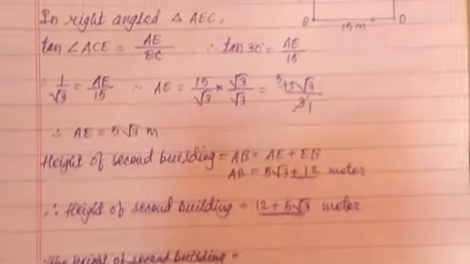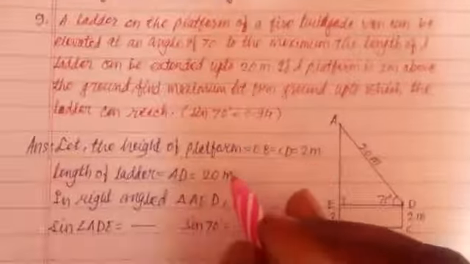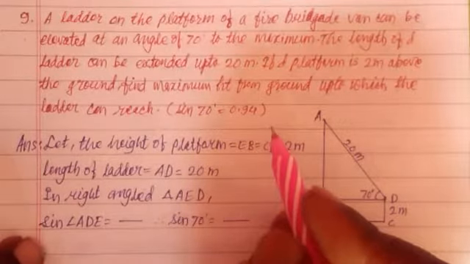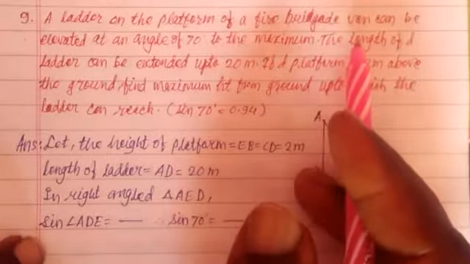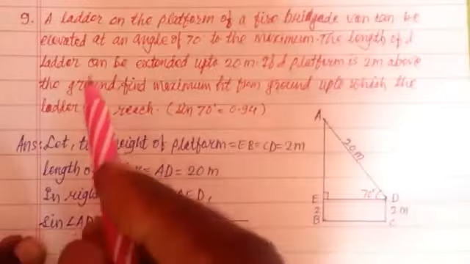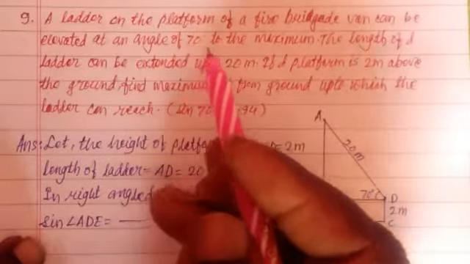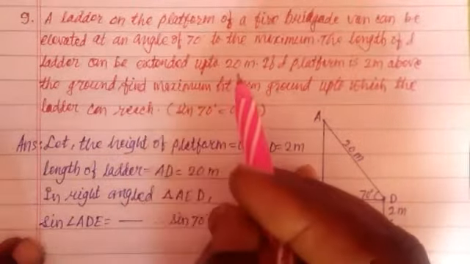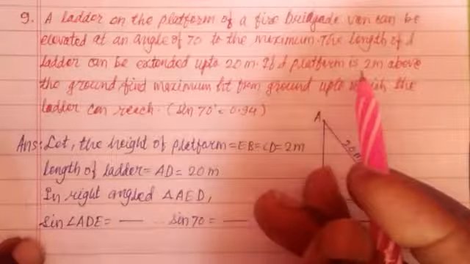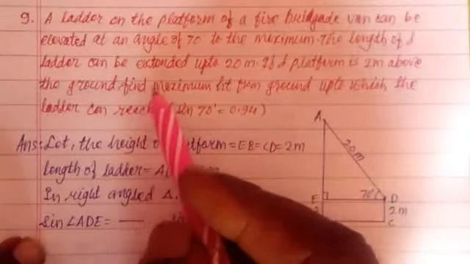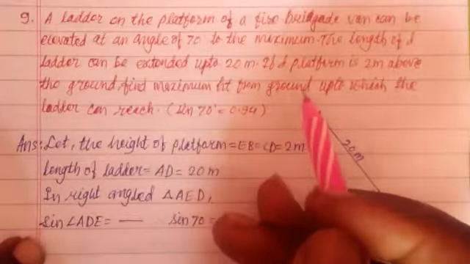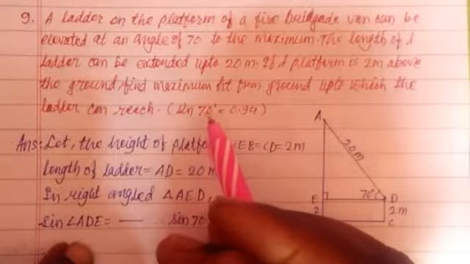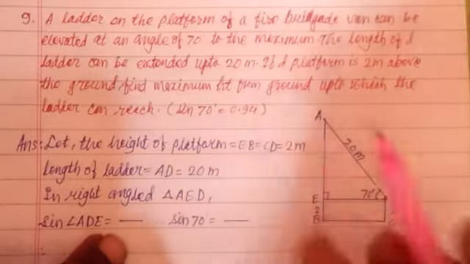Then ninth example: a ladder on the platform of a fire brigade van can be elevated at an angle of 70 degree to the maximum. The length of the ladder can be extended up to 20 meter. If the platform is 2 meter above the ground, find the maximum height from ground up to which the ladder can reach. Sin 70 is equal to 0.94.